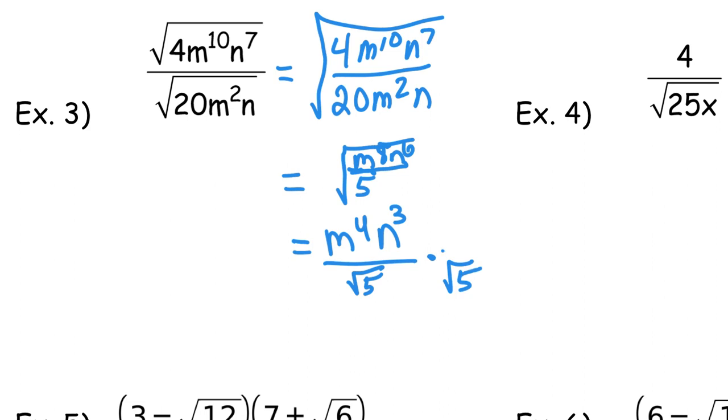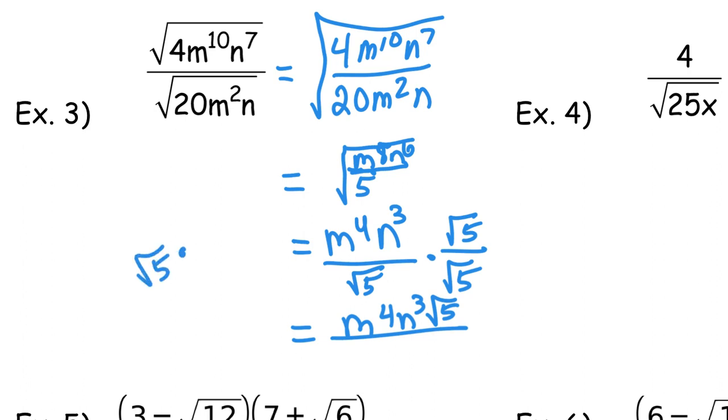I'm going to multiply the square root of 5 over the square root of 5. Does that equal 1? Yes. So therefore, I did not change the value of this. But what happens when I multiply the bottom of that by the square root of 5? What's the square root of 5 times the square root of 5? Doesn't that equal 5 times 5? 25. So therefore, it's just going to be 5.